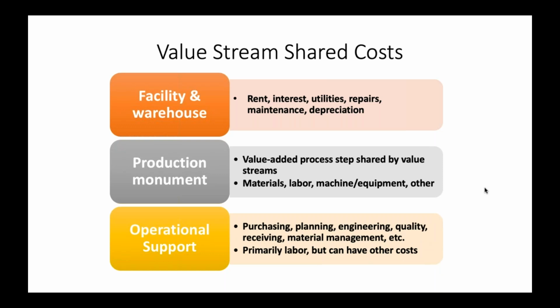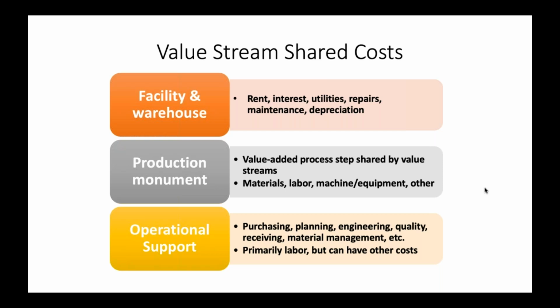The third type is operational support. So these are your typical or traditional operational support functions that don't have direct involvement in producing the product or maybe delivering a service, but they support operations. So we have purchasing, planning, engineering, quality, receiving, material management. Most of these expenses are primarily labor, but you can also have some other costs.